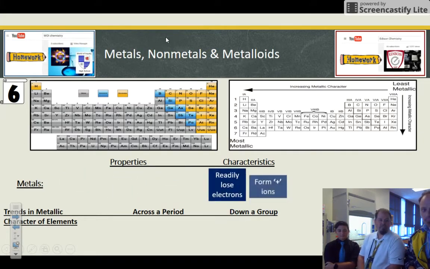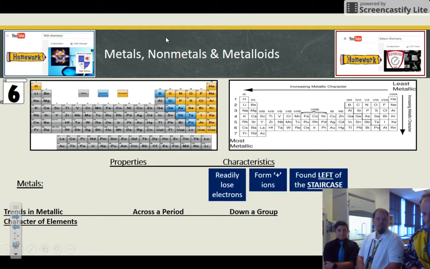Characteristics: metals readily lose electrons, therefore they form positive ions. A little hint: your oxidation numbers for metals always start with pluses. They are found left of the staircase.